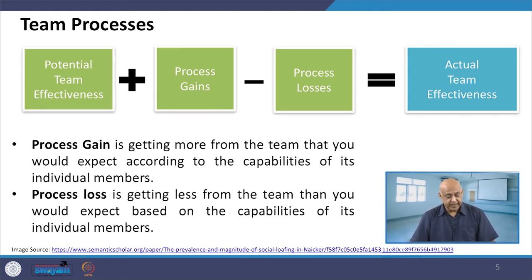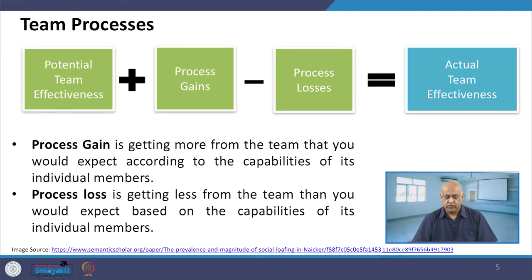So whatever its capabilities are there, less that the team members possess. So gains minus process losses will be the capability of the team: what you are gaining, they are able to do, and the process losses mean the capability of the team members which they are not able to do. So ultimately, how much do you gain? And whatever you gain is the potential team effectiveness. So, team effectiveness and the process gain will identify the potential team effectiveness, that is, how much the team will be effective.